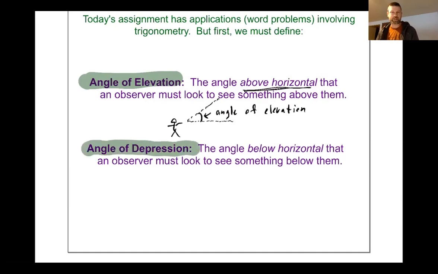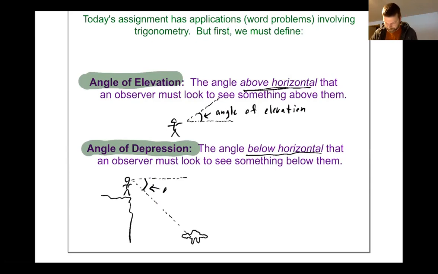Angle of depression is just the angle below the horizon an observer must see when looking at something below them. So if I've got some person standing on a cliff or something, and they're looking down to see something, oh, I see something right here. Maybe, I don't know, a weird animal. It's a very weird animal. The angle of depression would be the angle that they're looking down from horizontal.